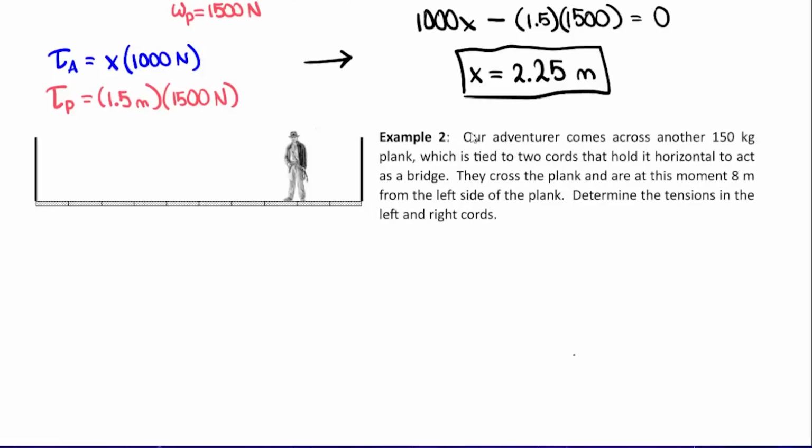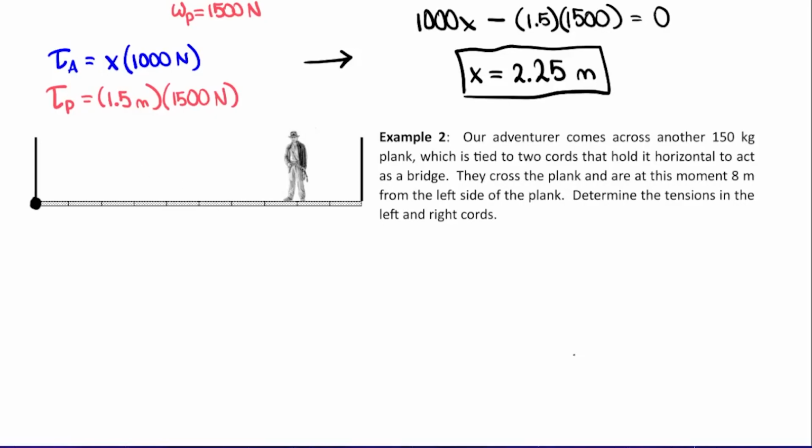So example 2 follows our adventurer yet again as they come across another 150 kilogram plank. I don't know how this keeps happening. This plank is tied to 2 cords this time that hold it horizontally so that it acts like a bridge. The adventurer crosses the plank and is at this moment 8 meters away from the left side of the plank. So relative to this very far left side here, this adventurer is 1, 2, 3, 4, 5, 6, 7, 8 meters away.